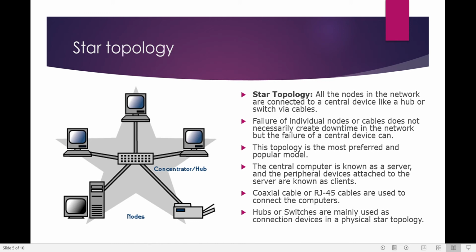So basically, this topology is used for various reasons and it is the most preferred and popular model. Now, this central computer which connects to all devices is known as a server, and the peripheral devices attached to the server are known as clients. Coaxial cables or RJ45 cables are used to connect the components. Now, hubs or switches are mainly used as connections for connecting devices in a physical star topology.